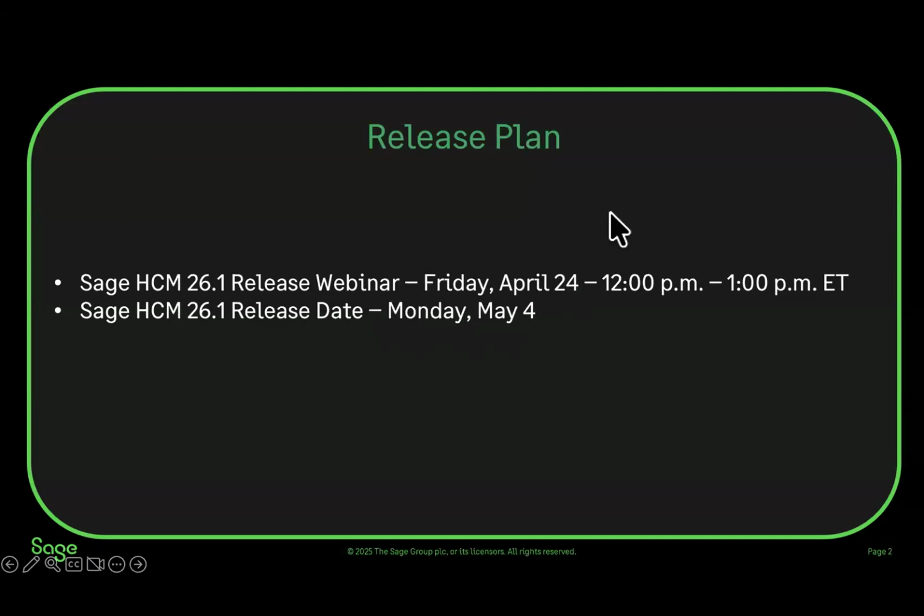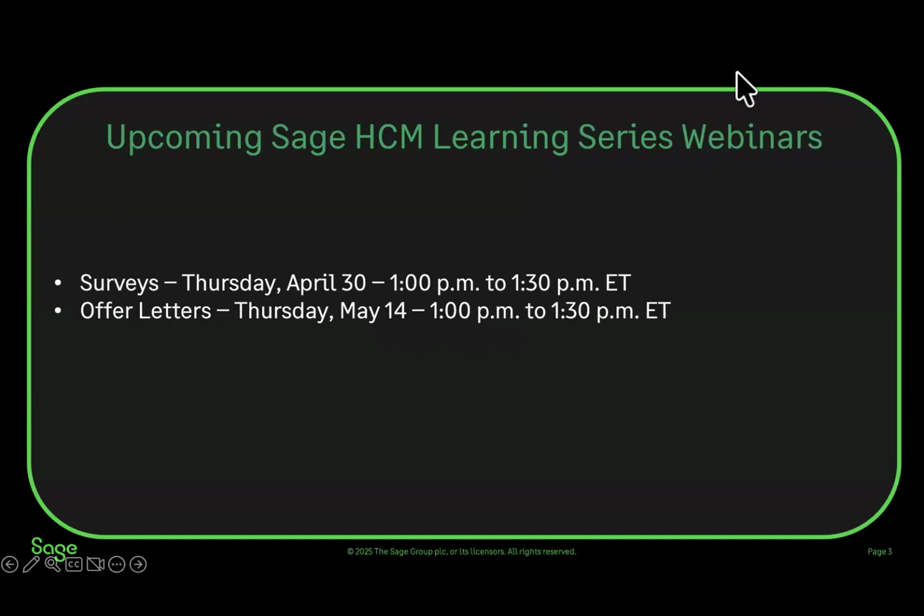If you have been attending or you're interested in attending the learning series, here's the upcoming schedule of events there. I realize that one of those is next week during Future, so probably not every partner is going to be able to attend. But if you're not going to Future, we're going to be doing surveys next week on Thursday from 1 to 1:30 Eastern, and then offer letters. And then we are going to be, I think, covering some of the things that happened in this release as we move into later parts of May and June.